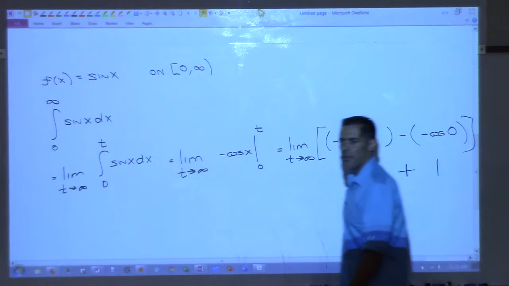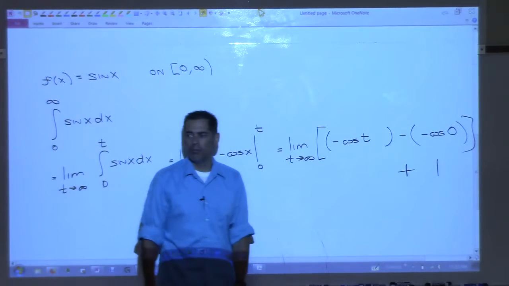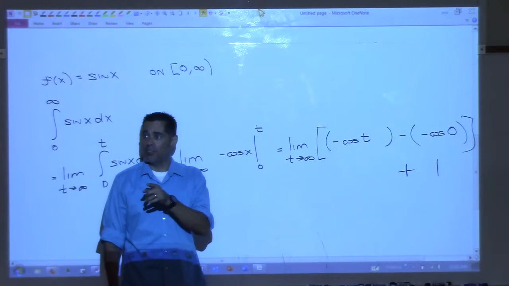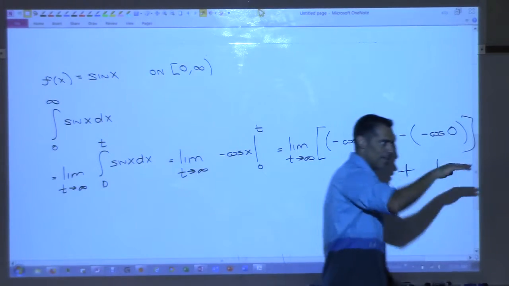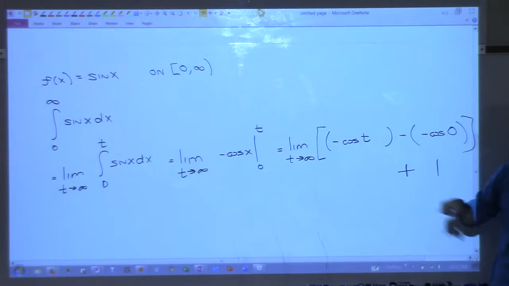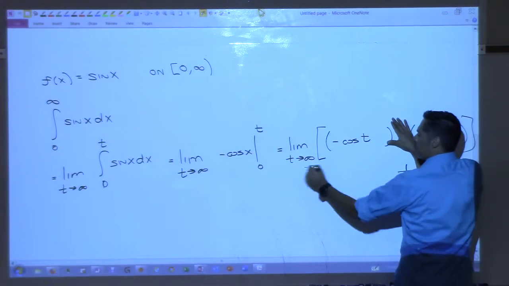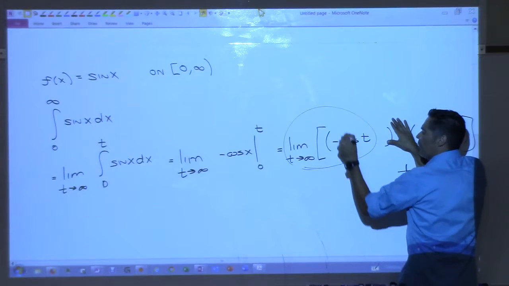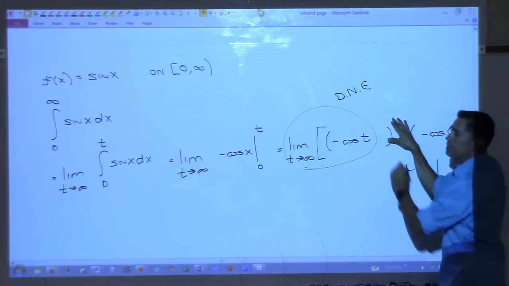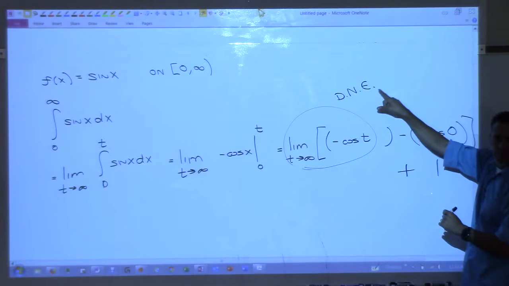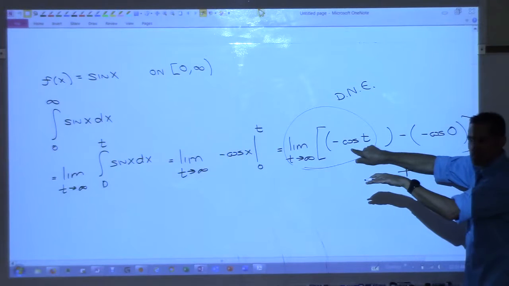As t goes to infinity, what does cosine t do? Think about the cosine function as you go out to infinity. It just keeps going up and down. It's not headed to anything. So this limit, if we just isolate ourselves into this little world right here, back in Cal 1, we would say that this limit does not exist. Do y'all remember seeing this in Cal 1? This limit doesn't exist. Cosine oscillates, it's not headed to anything.